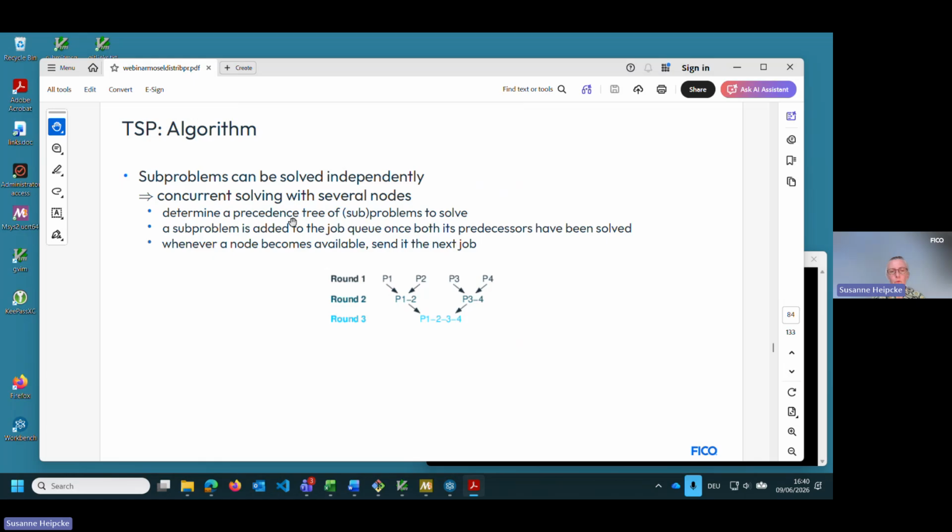Okay, and of course, all these subproblems, those that are on the same level here, are independent. Also this P1, 2, for instance, the merged one, is independent of P3, 4. And so we can solve all of them in parallel on as many nodes as we have available locally or on our network.